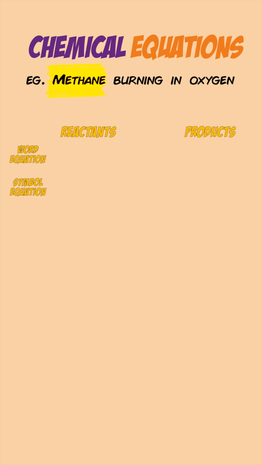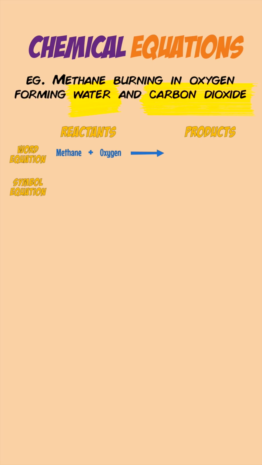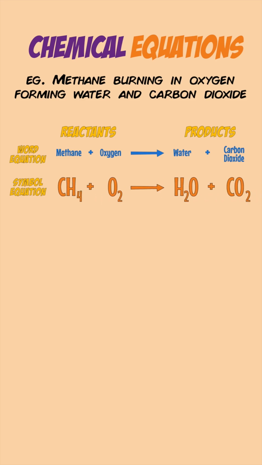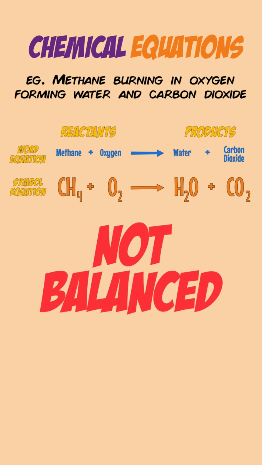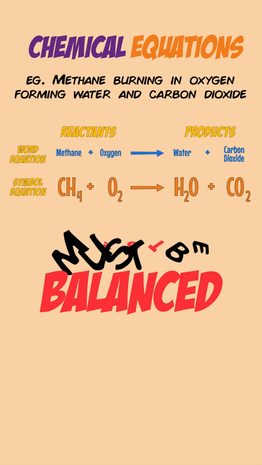The reactants are methane and oxygen, so we add them on the left hand side of the equation, and the products are water and carbon dioxide, so we add them to the right. The symbol equation replaces each substance in the equation with their symbol formula. However, if you do this, you'll see that this symbol equation is not correct as the atoms in it are not balanced. So for any symbol equation to be correct, it must be balanced.